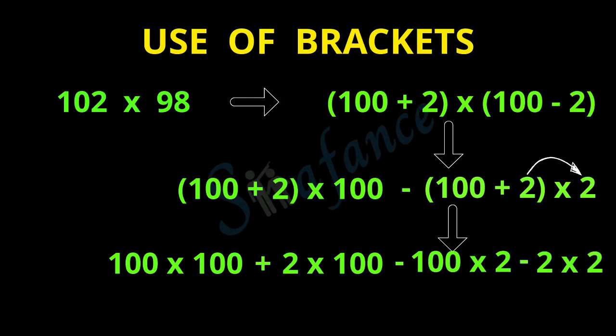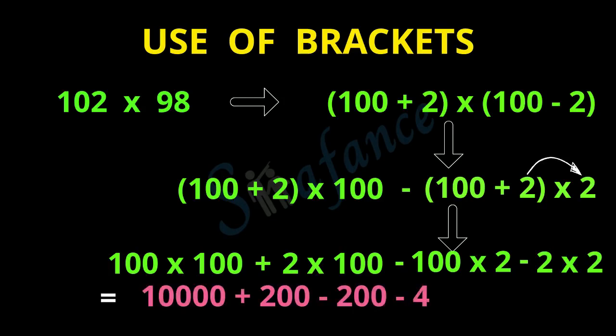So now it becomes a little easier to solve. We can solve it as 100 into 100 becomes 10,000. 2 into 100 becomes 200, minus 200 we get, and minus 4. So plus 200 minus 200 gets cancelled. So we get the answer as 10,000 minus 4, that is 9,996. So this is the answer.